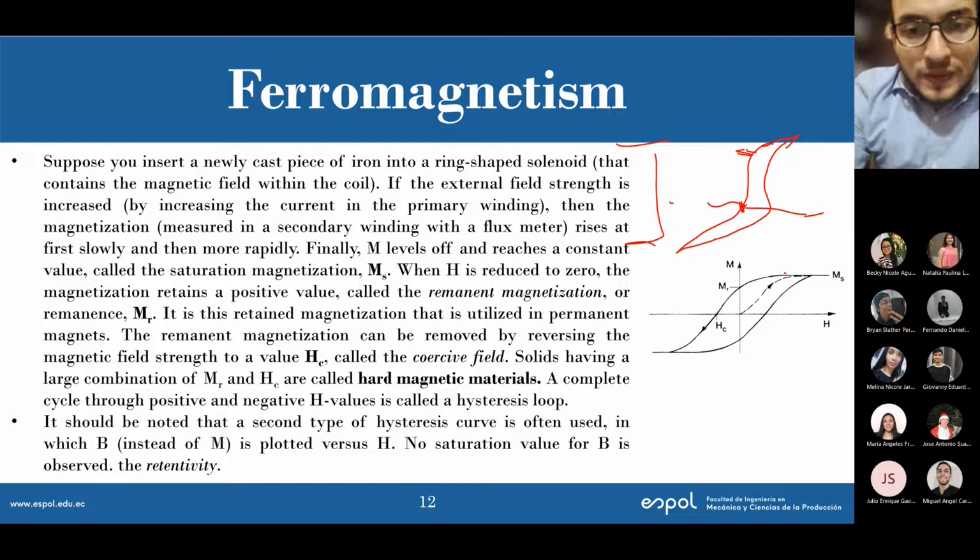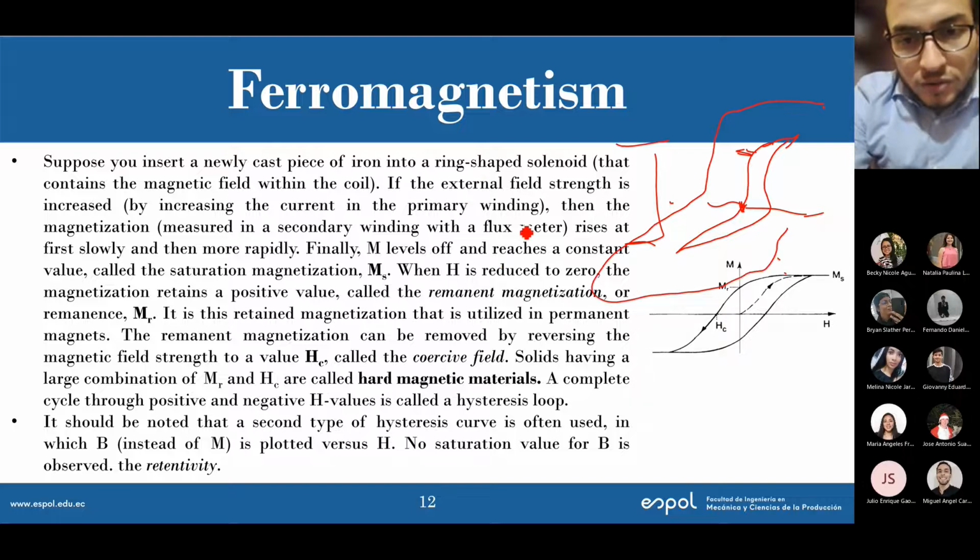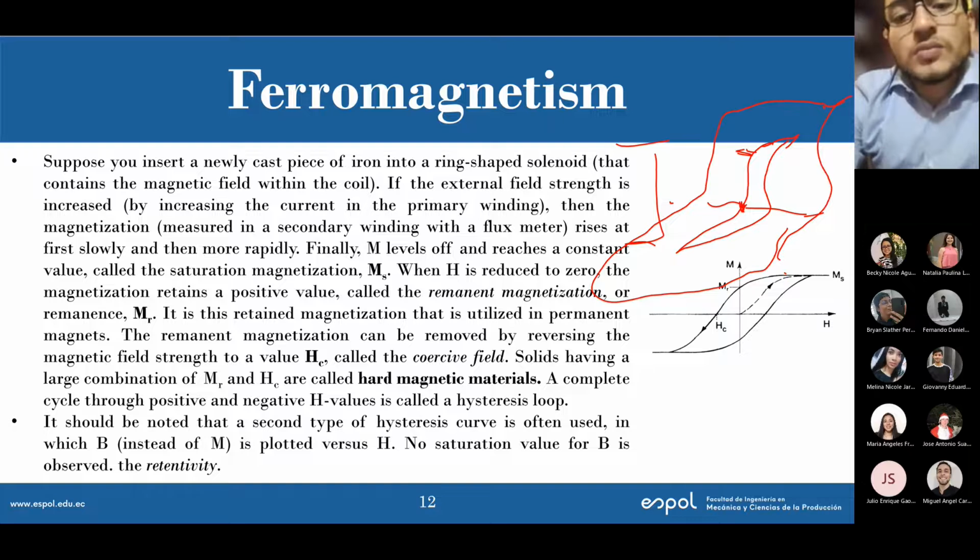Whereas in permanent magnets, I remember this, right? It's a huge loop. I'm terrible at drawing, you guys know that, but something like that. So it's a big area. So it has a large value of remanent magnetization and coercive field. That's why it's so hard for them to go back to 0 magnetization, and therefore they're hard or permanent magnets.